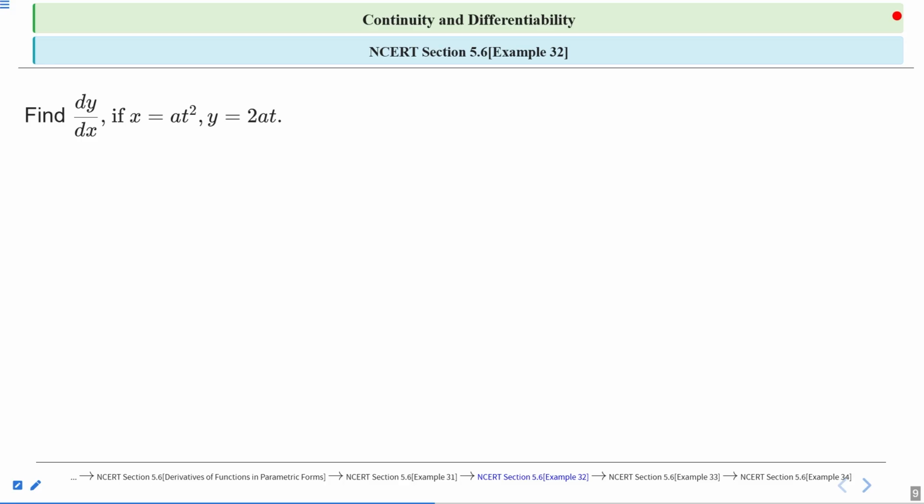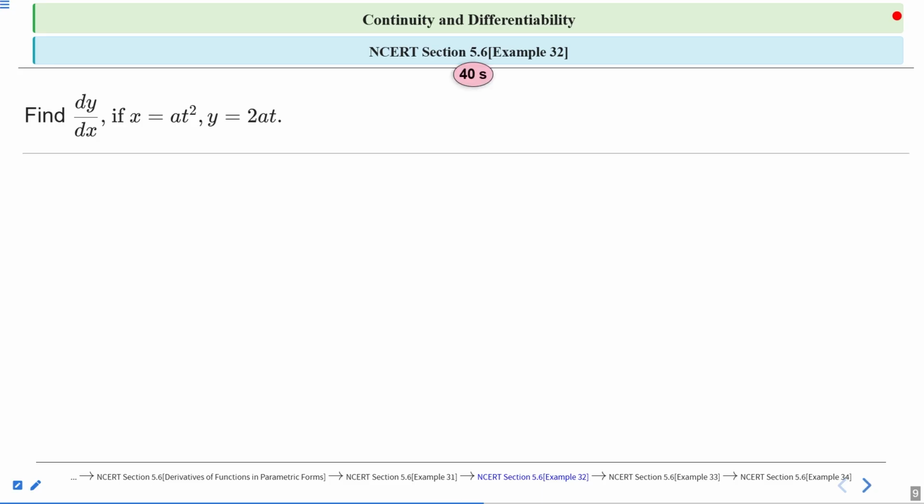So let us see NCERT section 5.6 example 32. Find dy by dx if x is equal to a t square and y is equal to 2at. Again, we will try to find a parameter. Here, the parameter is t, because x is in the form of t and y is also in the form of t. So we will first find dy by dt, and after that we will find dx by dt, and we can write dy by dx as dy by dt upon dx by dt.